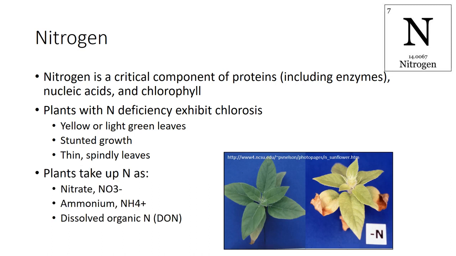And plants will take up nitrogen mostly in two forms, nitrate and ammonium. They can take up dissolved organic nitrogen, but this is in very low amounts. So generally 1% or less of the nitrogen that's taken up by plants is small, soluble, dissolved organic nitrogen. The vast majority is nitrate and ammonium.